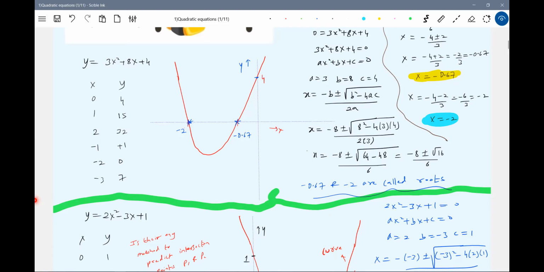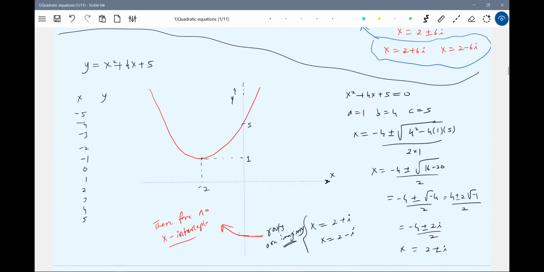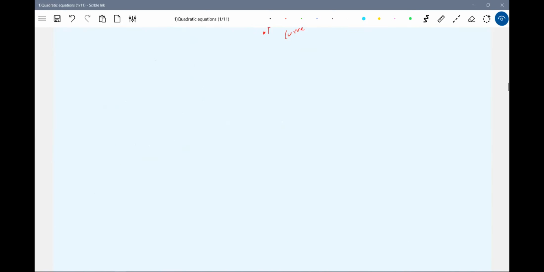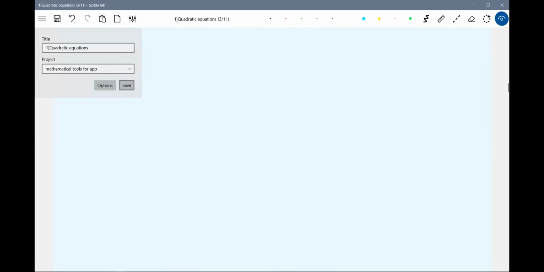Look, I think I'll summarize in another way. Now the nature of roots. After learning this, we'll go for the nature of roots.